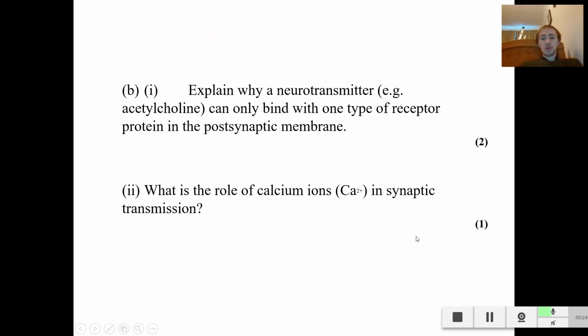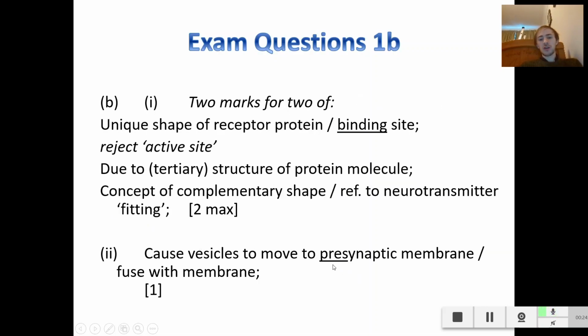And then, what's the role of calcium ions? It causes vesicles to move to the presynaptic membrane and fuse with the membrane. Make sure you're talking about presynaptic, you need it for the mark here.